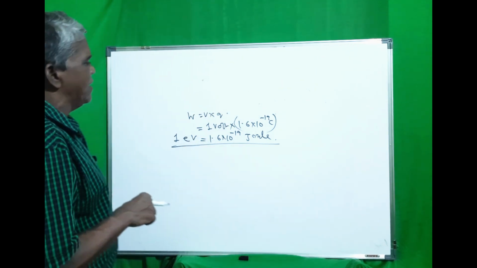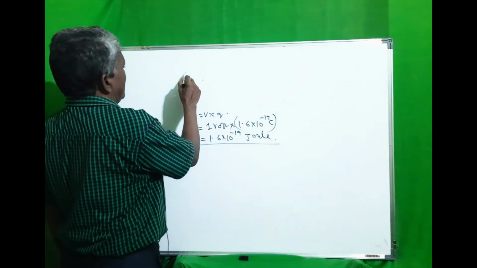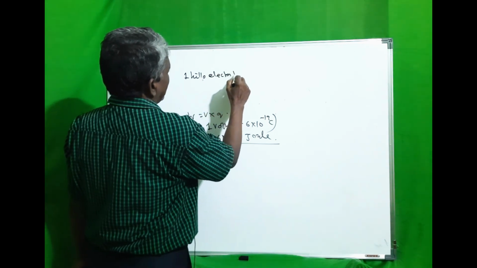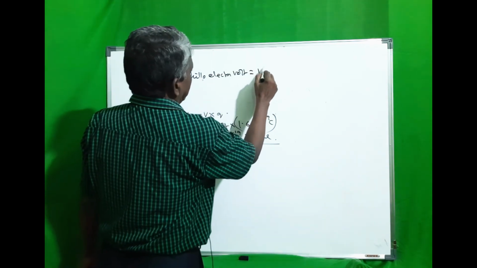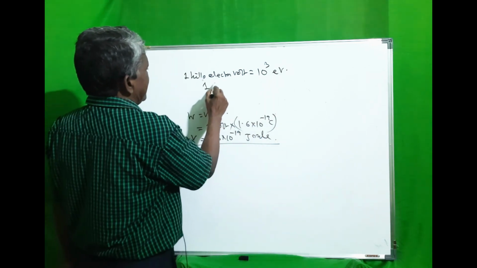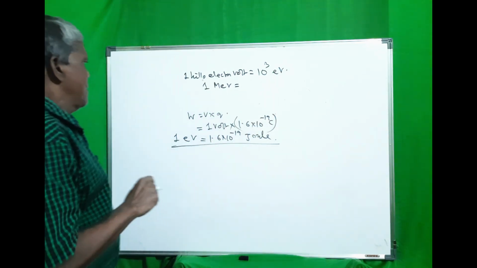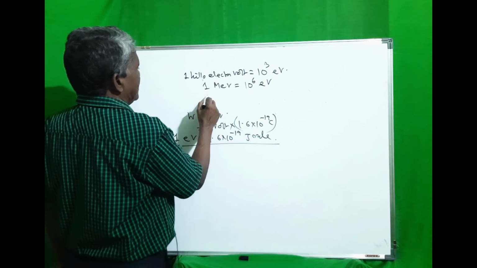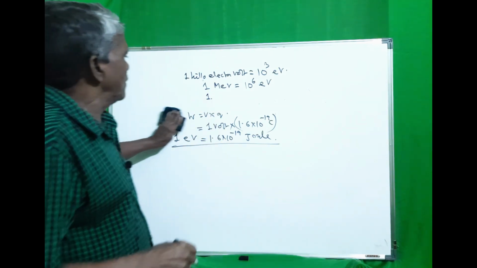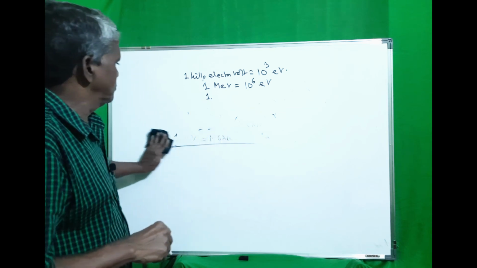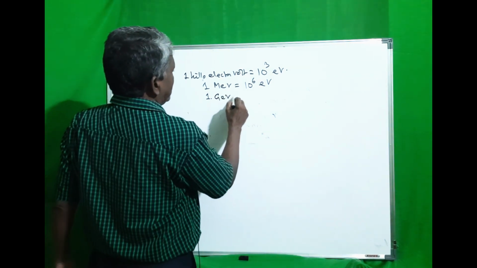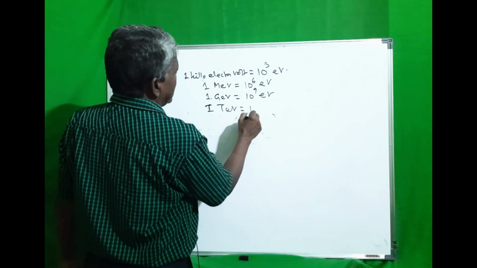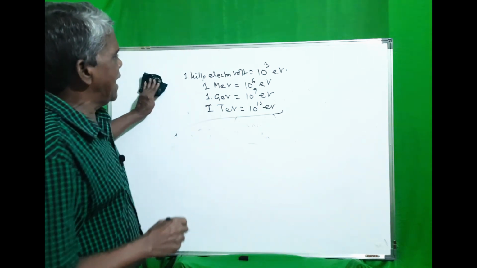The higher units are kilo electron volt. 1 kilo electron volt is equal to 10 to the power 3 electron volt. 1 mega electron volt is 10 to the power 6 electron volt, and giga and tera, like that. 1 giga electron volt is 10 to the power 9, 1 tera electron volt is 10 to the power 12, and so on. These are the higher units of energy.